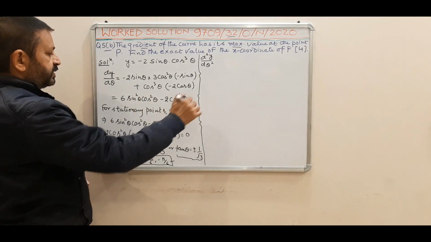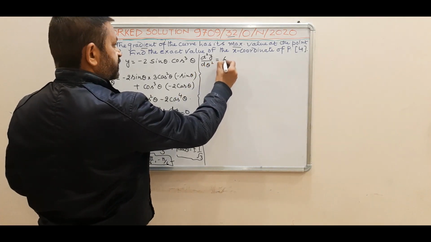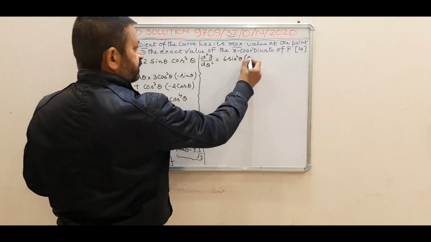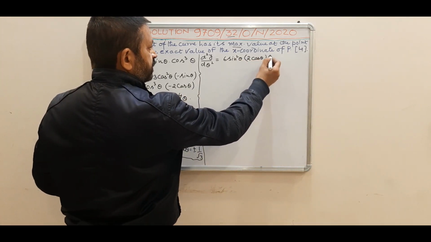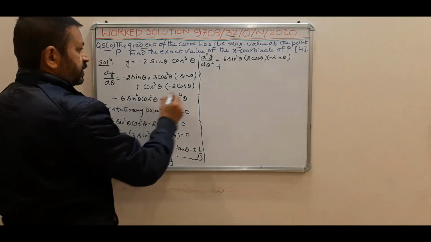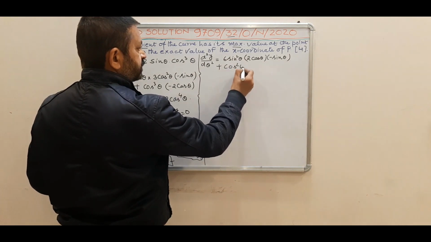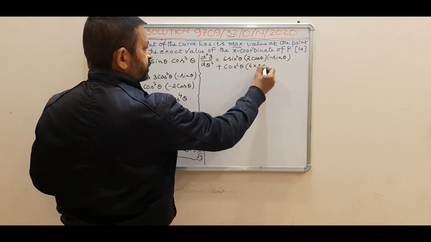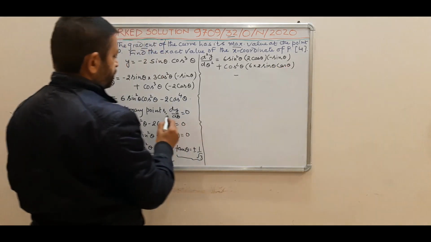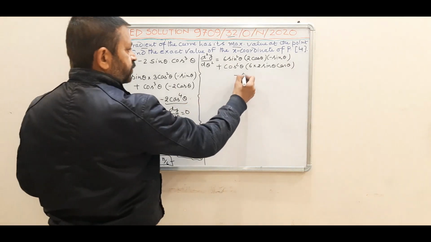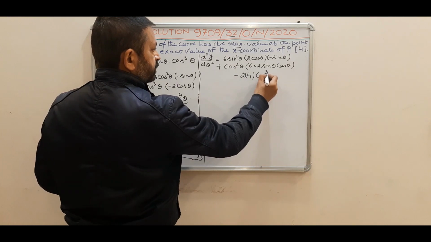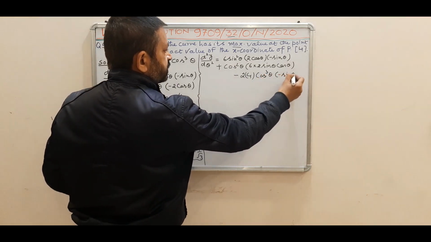Again we will differentiate this part. So it will become 6 sine square theta as it is, and the derivative of cos square theta will be 2 cos theta and minus sine theta, plus now cos square theta as it is, 6 times 2 sine theta, and for sine theta it is cos theta, minus for this part now 2 as it is into 4 times cos cube theta, and for cos theta it is minus sine theta.